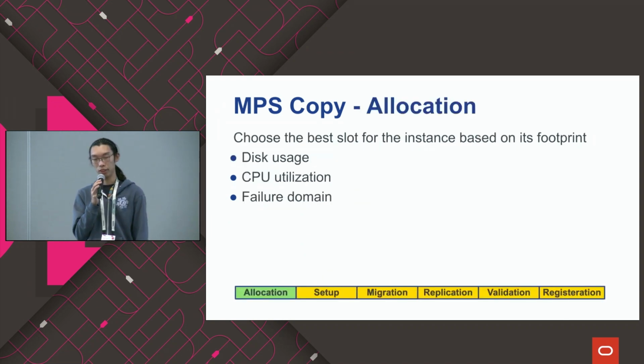First, we do allocation. Essentially, its job is to find the best slot for holding the data we're moving. It takes multiple factors into account, for example, the disk usage and the CPU footprint from the existing workload. It will also consider spreading across multiple failure domains in order to have better fault tolerance.